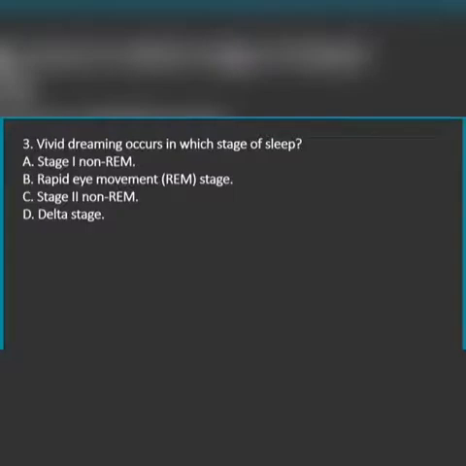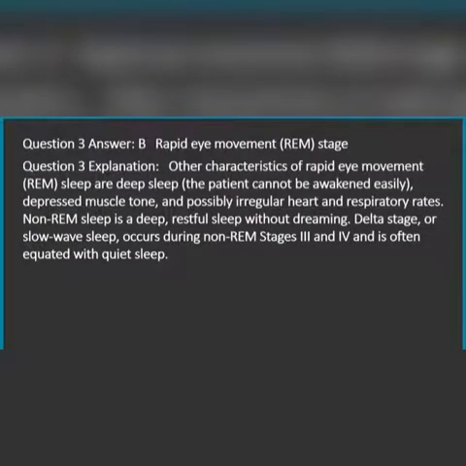A. Stage I non-REM. B. Rapid eye movement, REM, stage. C. Stage 2 non-REM. D. Delta stage. Question 3 Answer: B. Rapid eye movement, REM, stage.